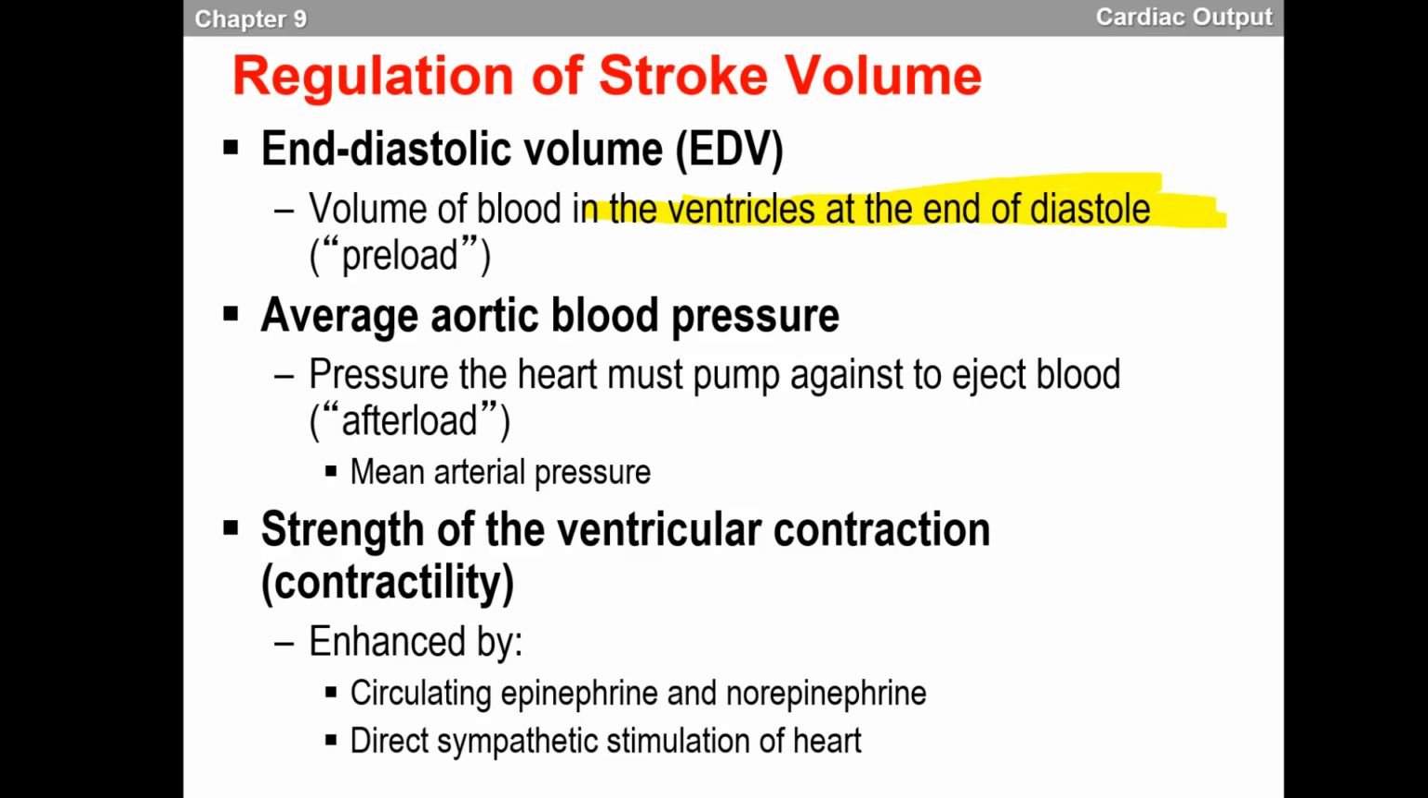We also decrease aortic blood pressure. So the aorta, if there's lower blood pressure, it makes it easier for us to pump blood out. And then lastly, ventricular contraction. The strength of that is caused by epinephrine and by the cardiac accelerator nerve, making each contraction harder.